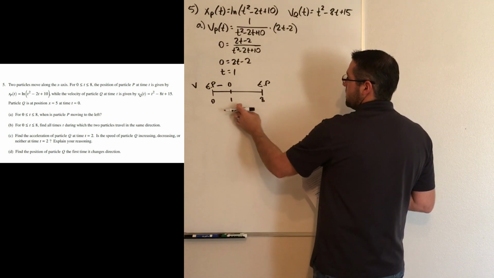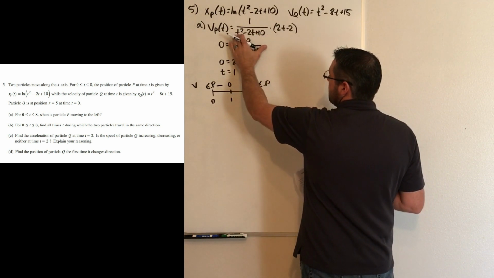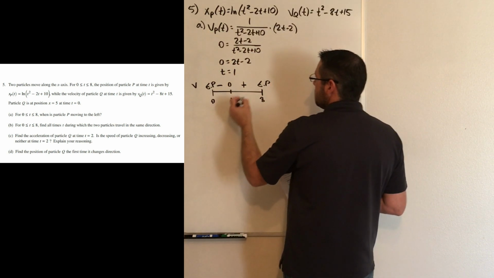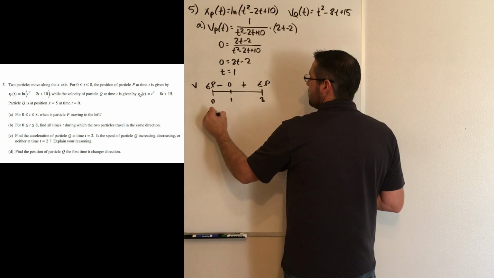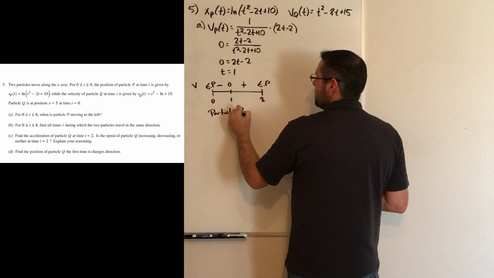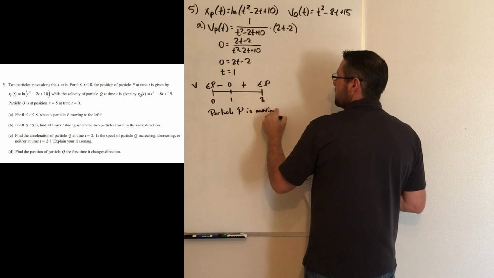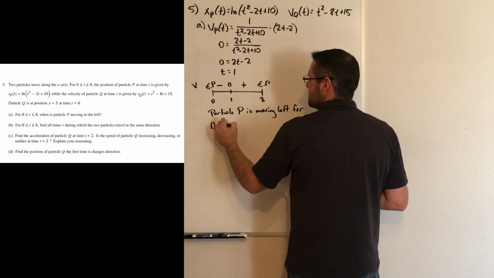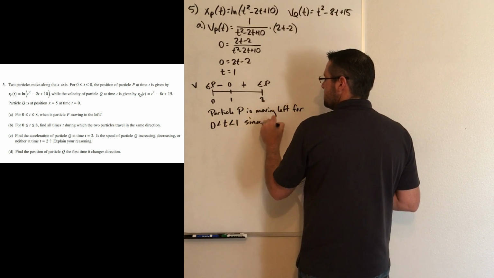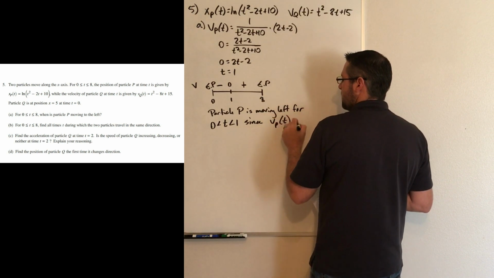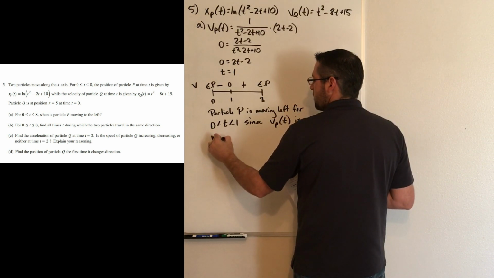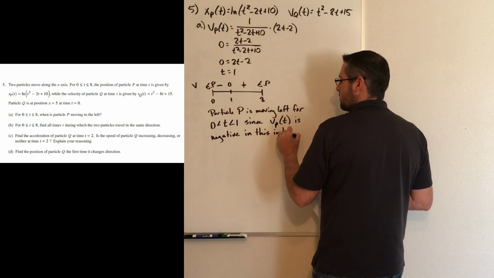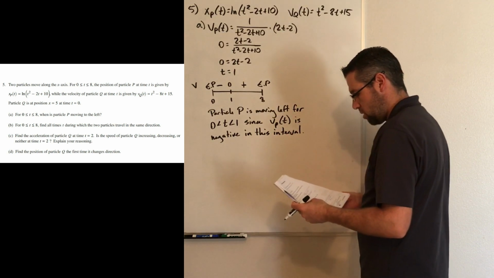If I plug in a value in between here like 7, this is going to be positive, and this is going to end up being positive. So you end up with a positive there. So we can say that particle P is moving left for 0 is less than t is less than 1, since v of p of t is negative, or less than 0, in this interval. All right, so that's the answer for part A.